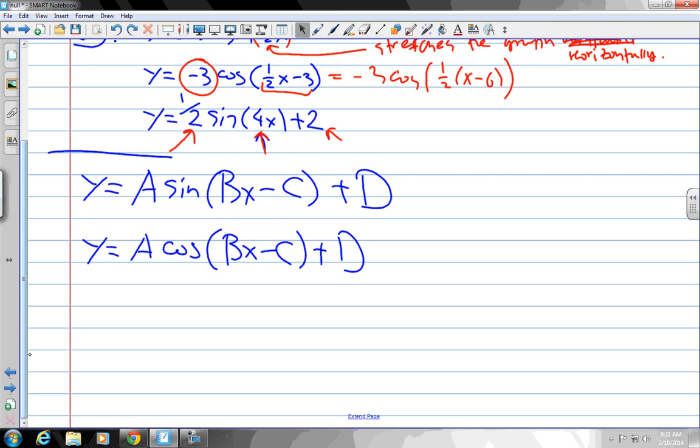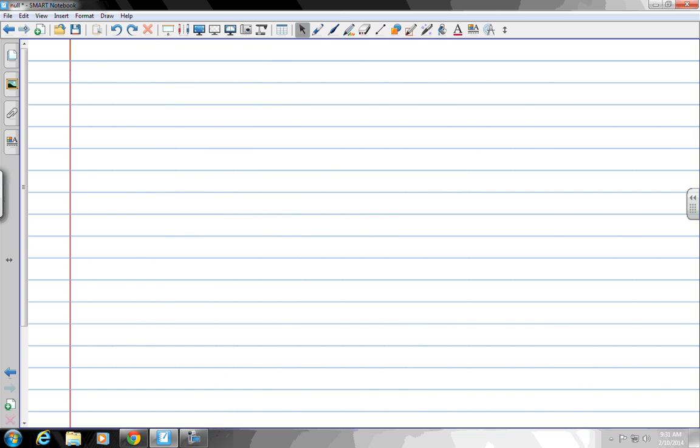The second easiest thing to play with is a, the stretching. That's actually simple. The messes on the inside is going to be a whole different story. But that a part is simple. So let's play with a. Let's say I want to do y equals 2 sine x.